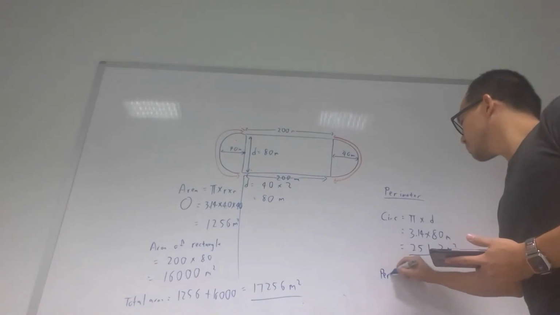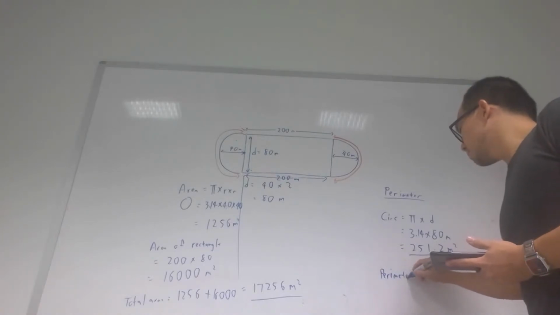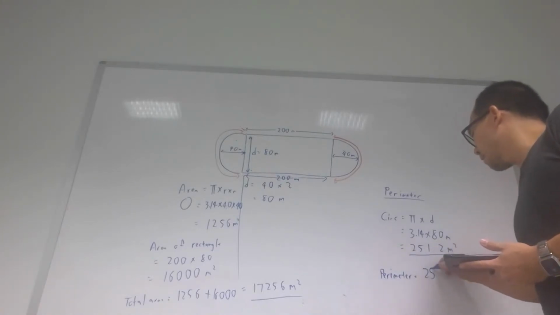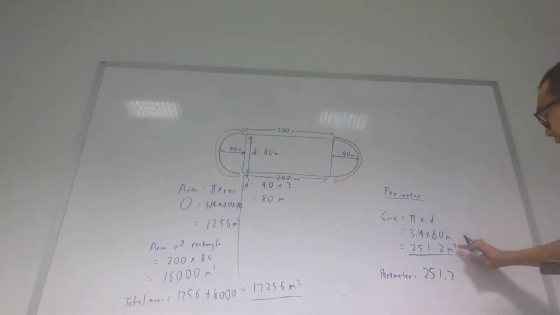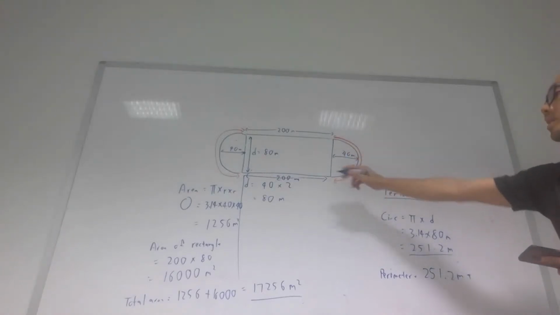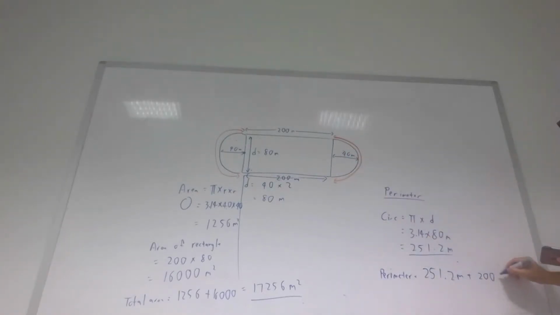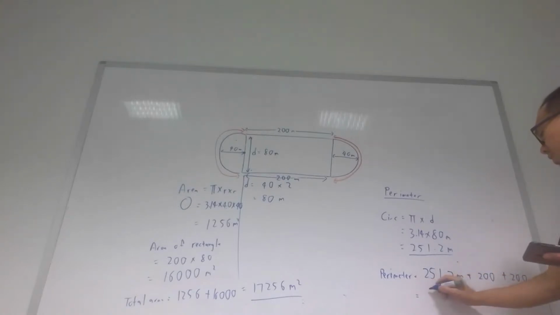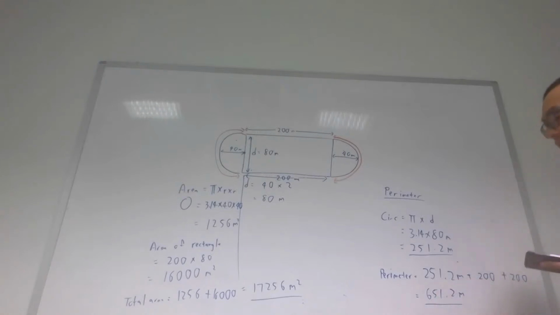So, perimeter equals 251.2. Okay, sorry, this is meters, not square meters. Meters plus 200 plus 200. Okay, 200 plus 200 equals 461.2. Okay, that's the answer. Can you see? Right.